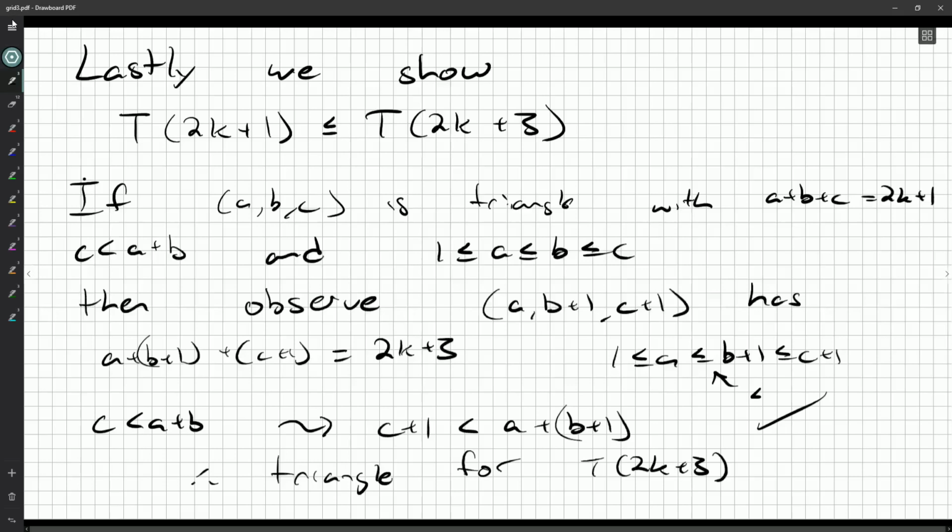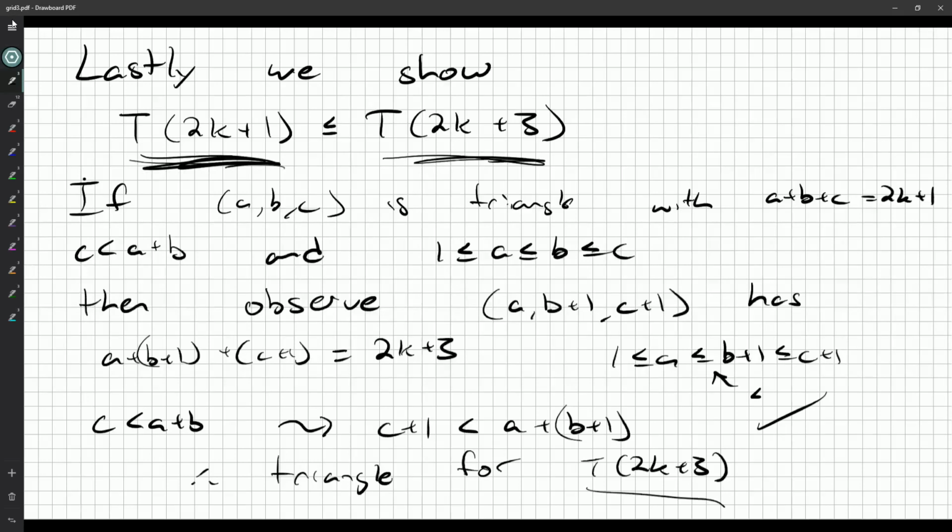We don't need to show that every triangle in T(2k+3) comes from one of these. We just need to show that each one of the 2k plus 1 perimeter triangles can be extended to create a different one in 2k plus 3. So the numbers are necessarily equal, and that, at long last, finishes everything off.